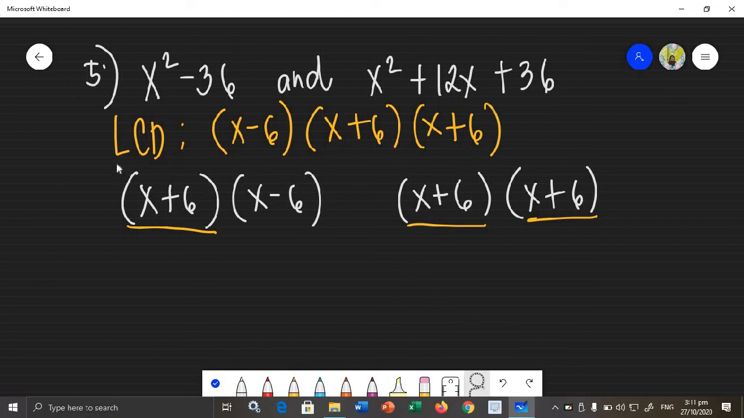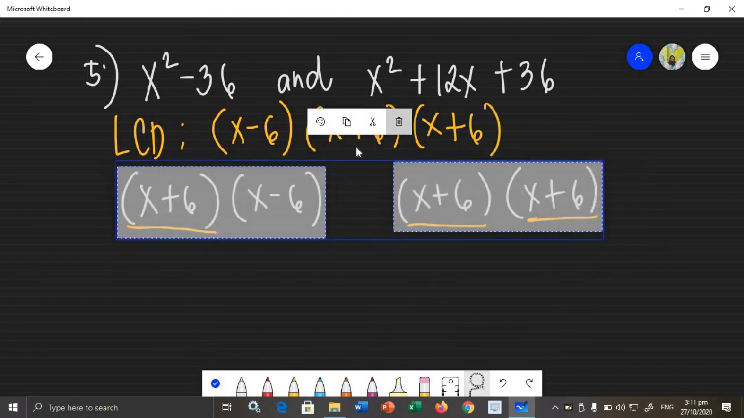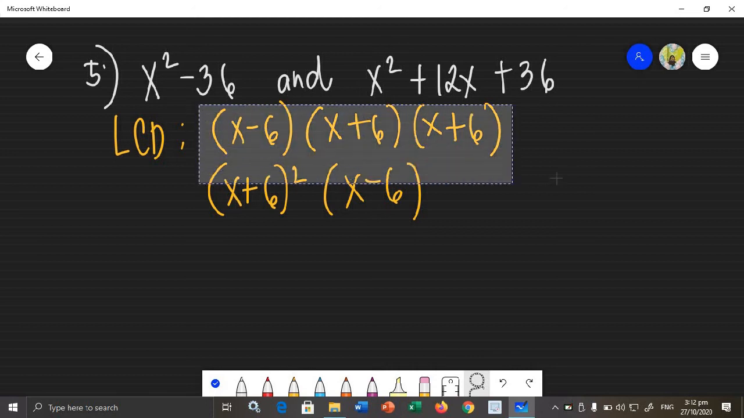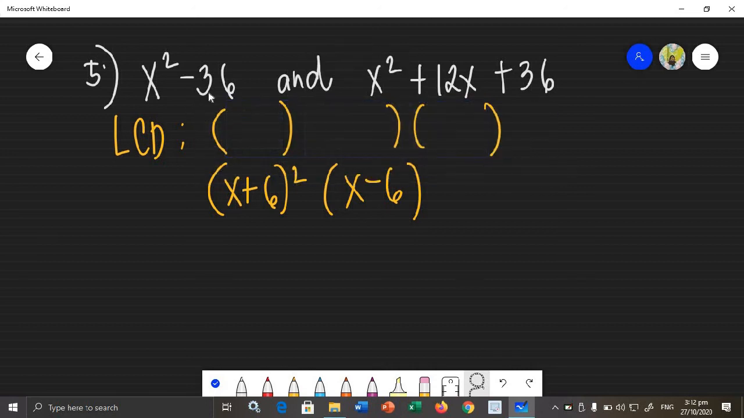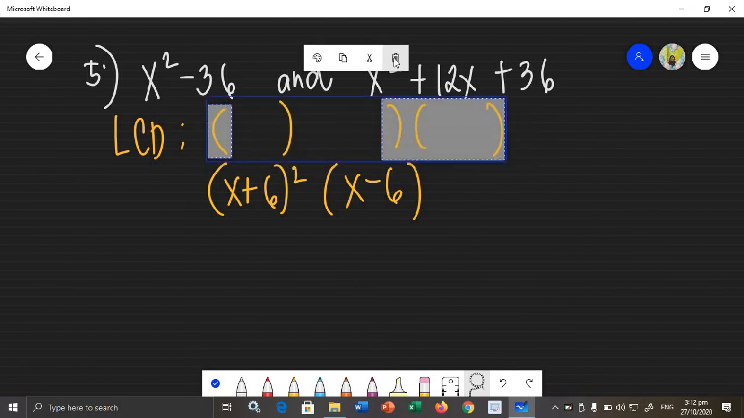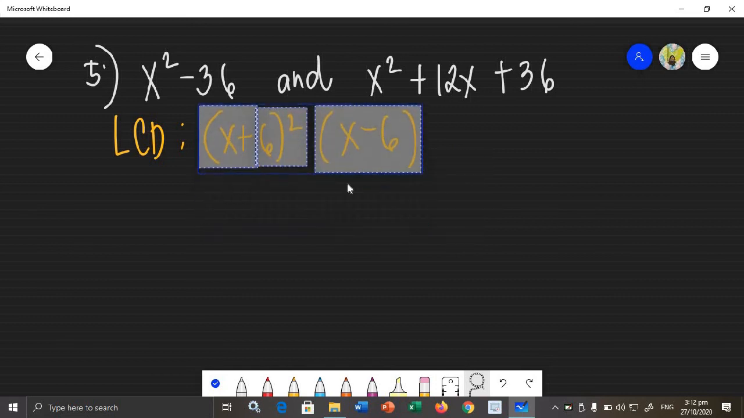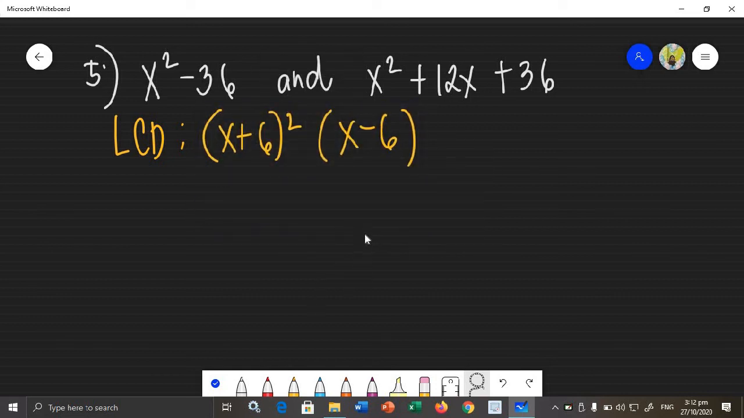Dalawang x plus 6. And then, sabi ni Ma'am Lainey kanina, I can write this as quantity x plus 6 squared, kasi dalawa siya. So, i-squared mo siya. And then quantity x minus 6. And I can actually change this first answer into this answer. So that is the LCD of example number 5. So quantity x plus 6 squared and quantity x minus 6.